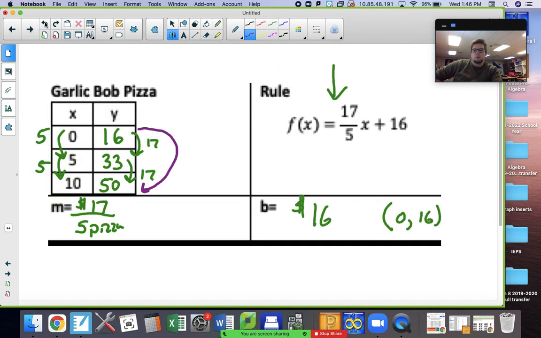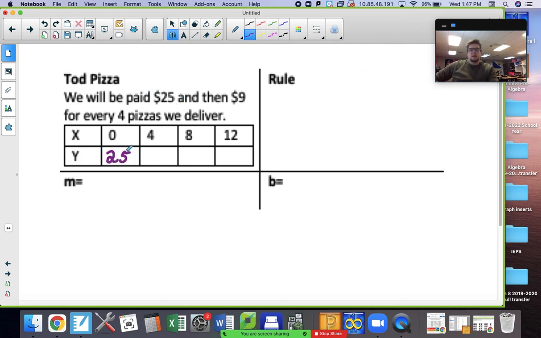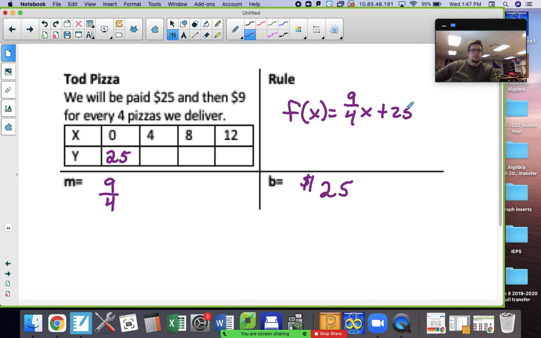Oops, I'm going to get rid of the purple here. Now for Todd Pizza, Todd told us that he'll pay us $25 and then $9 for every 4 pizzas we end up delivering. So we actually get to start with $25 without having to do anything. That's pretty sweet. And then 9 for every 4. So our function rule gets to be written 9/4 x plus 25.